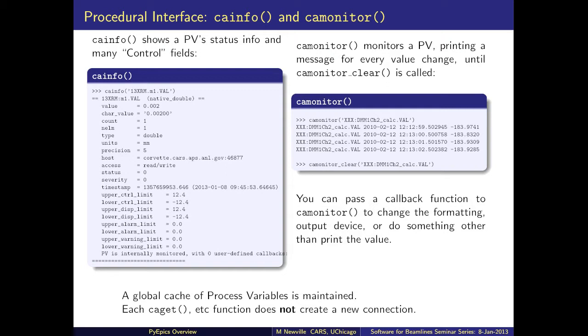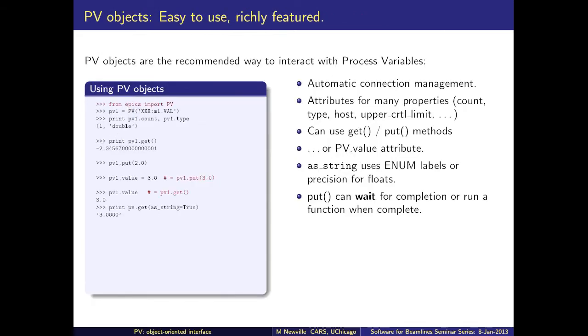This is like EasyCA does, so that each CA get does not make a new connection to the PV. Again, if you don't know much about EPICS and you didn't understand what I just said, that's fine. But for the experts in the room, it does work like EasyCA in keeping connections established.